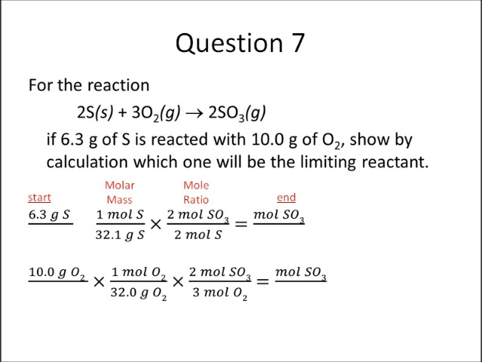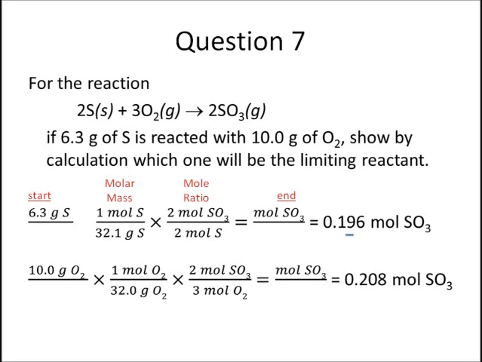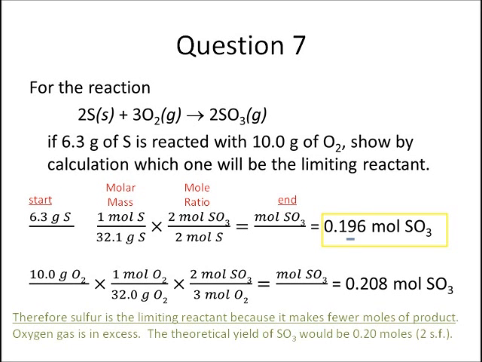If we crunch this in our calculator, we're going to arrive at a numerical answer for each starting point. Then we look at which one of these answers is less, and that's going to indicate to us that sulfur is the limiting reactant because it's going to make fewer moles of product.